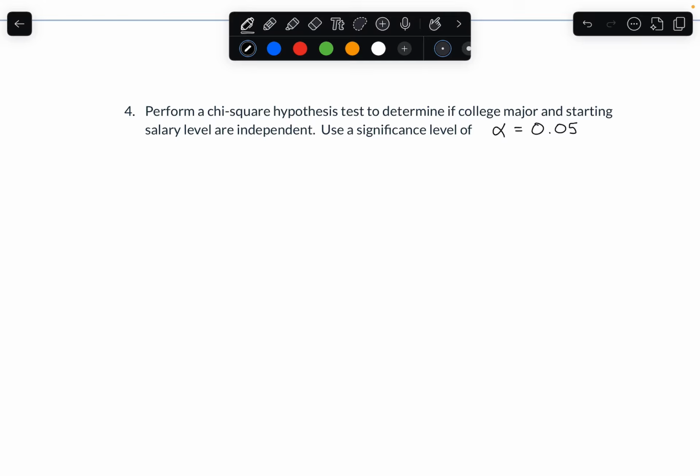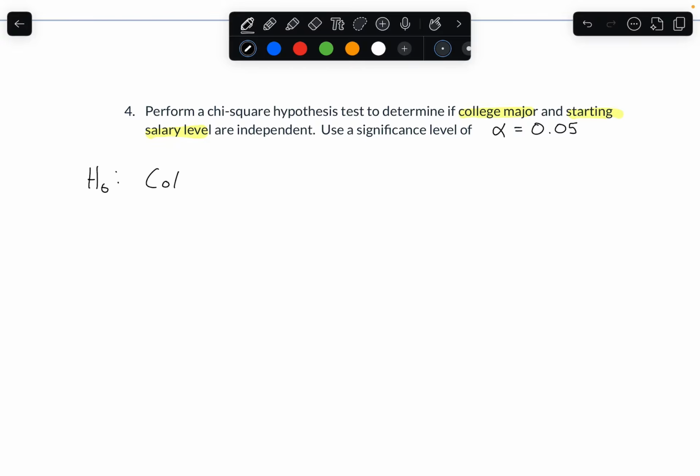So for these types of problems, we already set our degrees of freedom, which I suppose we won't need if we're going to use our graphing calculator, but we will need our null hypothesis and our alternative hypothesis. So here are our two variables that we're considering: college major and starting salary level. So if I'm going to talk about H0, we always begin by assuming that our two variables are independent.